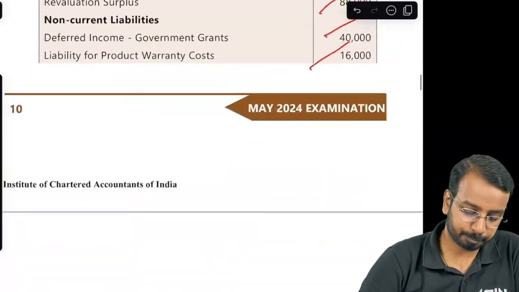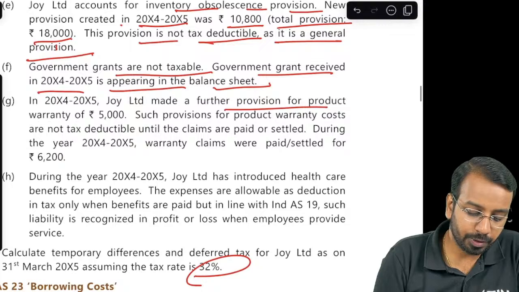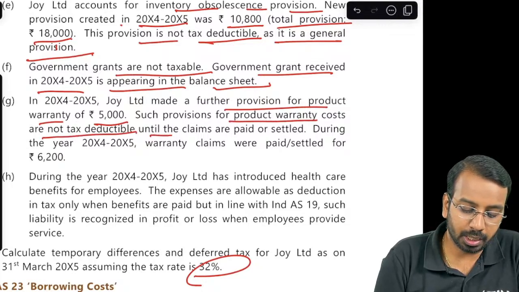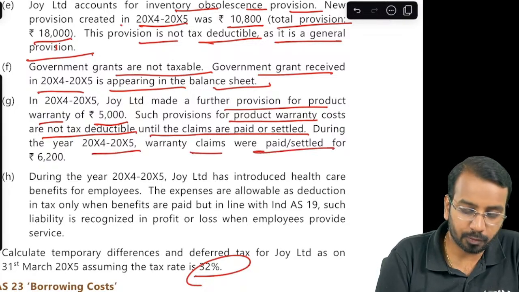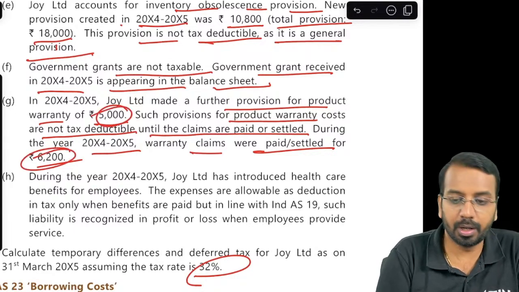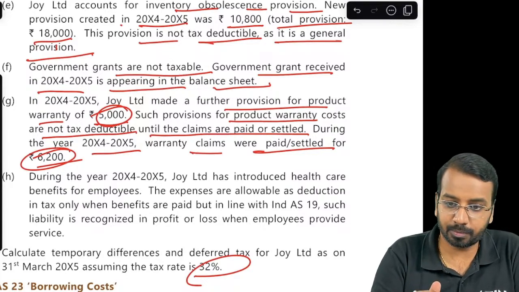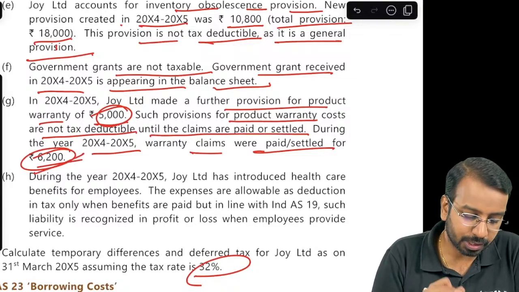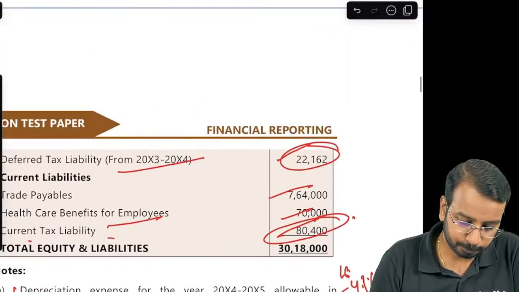Okay, then Joy Limited made provision for product warranty of 5,000. Product warranty costs are not tax deductible until the claims are paid or settled. During the year, warranty claims were paid and settled for 6,200. So, you paid 6,200. You have created a provision of 5,000 in the current period. You have settled 6,200. Right? Now, product warranty cost, how much is there?